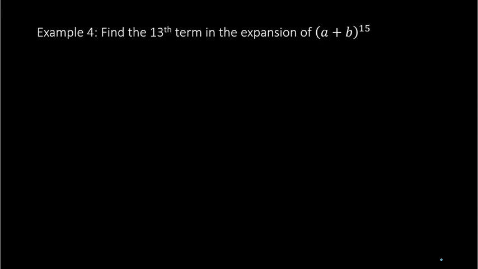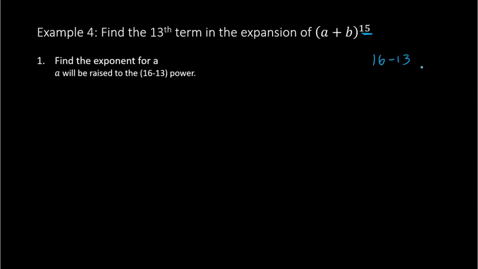All right, so for this one, for example 4, we want to find the 13th term in the expansion of a plus b to the 15th power. So to begin, we want to find the exponent for a. And we do that by realizing that if there's a 15 here for the exponent, there's actually 16 terms. And if we subtract 16 minus 13 for the 13th term, that will give us our exponent. So a will be raised to the 16 minus 13, or the third power.